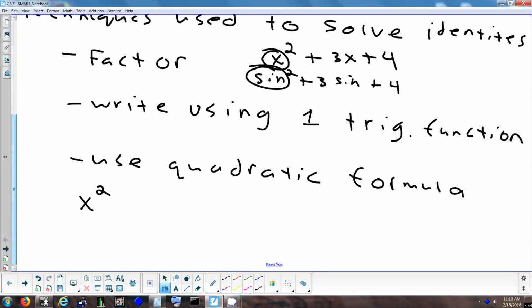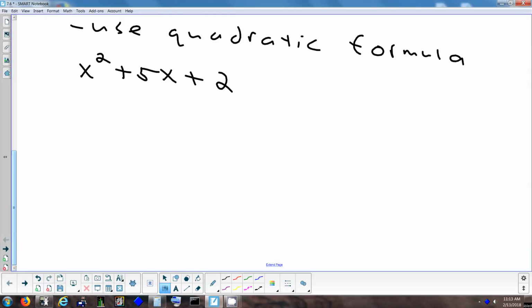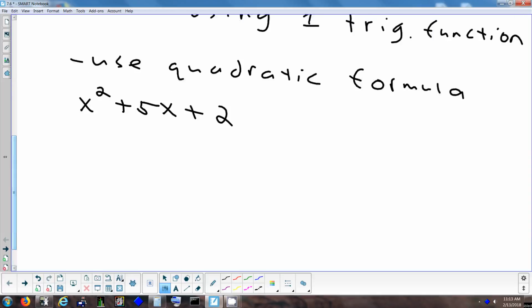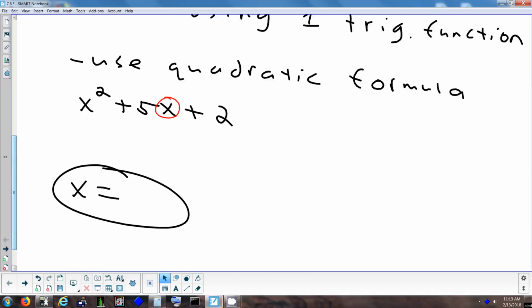So if I had something like this, that's not factorable. I can't find two numbers that multiply to give me 2 and add to give me 5. At least not nice integers. Okay, no fractions. Can't do it. So we would use quadratic formula. And when you use quadratic formula, what would you be solving for? You're solving for whatever is written right there. So when this problem is done, you would get x equals.